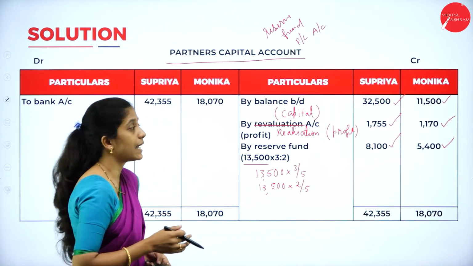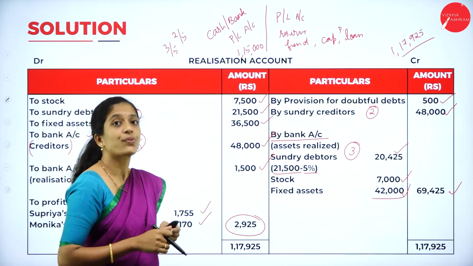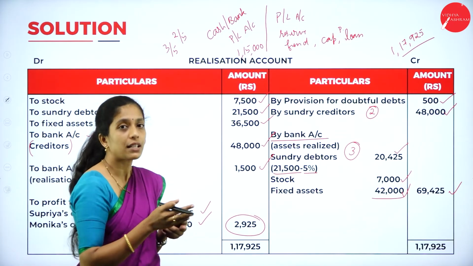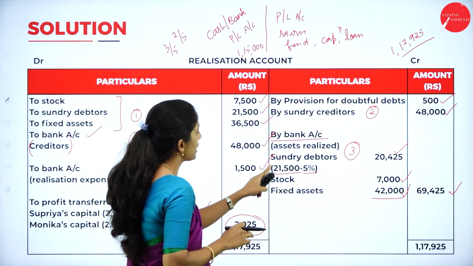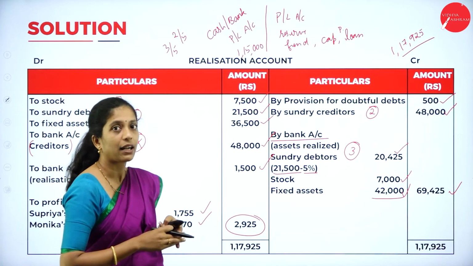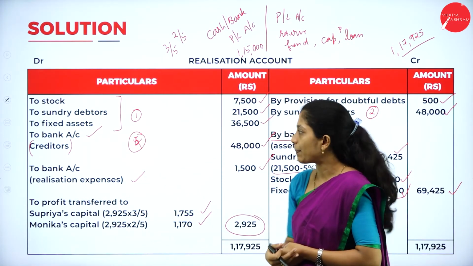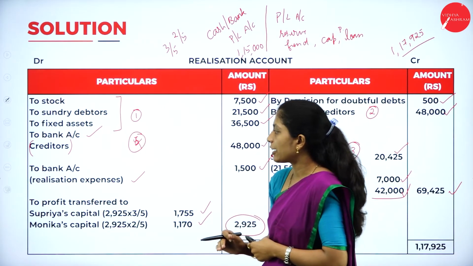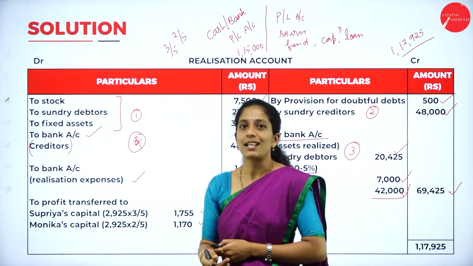Go through your realization account. See whether you have transferred any account to partner's capital account. Now if you see the credit side, see whether you have transferred to any partner's capital account. No, there is no entry that we have transferred to partner's capital account. In the same way, debit side is also, there is no entry. Then we are done with partner's capital account.